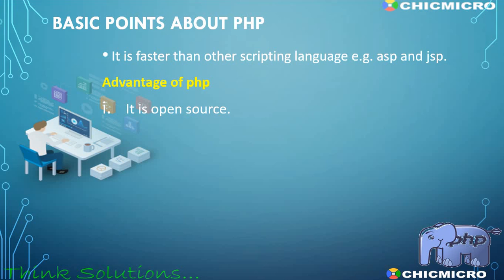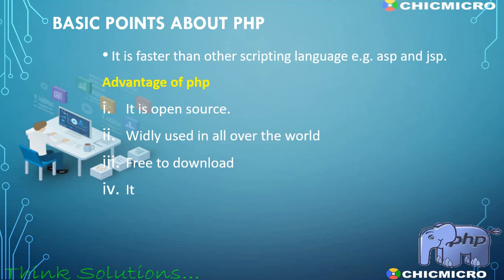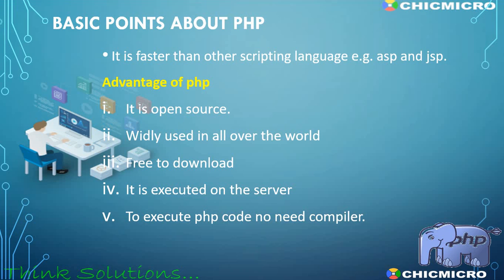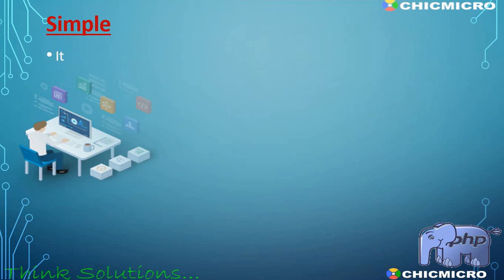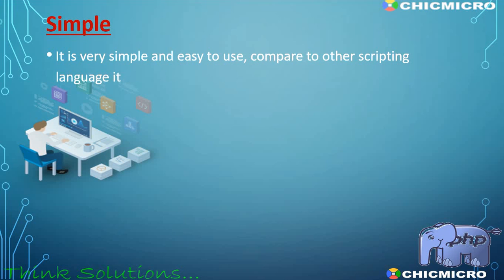Then, some of the advantages of PHP. It is open source, meaning downloadable, free, widely used all over the world. It's the most used all over the world. And, as we said, it is executed on the server. It means you need to install a server before you use PHP. To execute PHP code, no need for a compiler. So those are the good advantages that we have there. Now, let's take it one by one. PHP is simple. It is very simple and easy to use compared to other scripting languages. It is widely used all over the world.